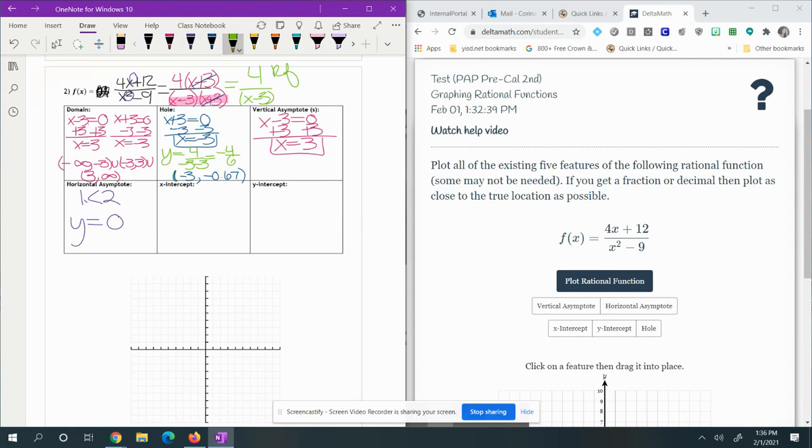Okay. Now, on this one, for the x-intercept, we set the numerator equal to 0 and solve for x. Well, the numerator, all there is right there is a 4. And when we set it equal to 0, well, there's no x's to solve for. So for x-intercept, we have none.